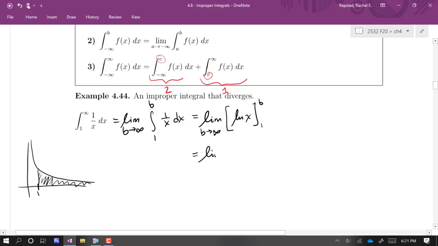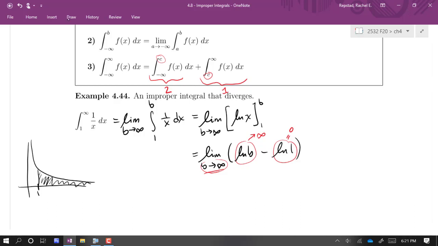So we're going to plug in our limits of integration. And this is ln b minus ln 1. Now ln 1 is a constant. Ln of 1 is equal to 0. But ln of b, as b approaches infinity, I'm going to let the argument inside the ln function get huge. You'll remember from the last section, we know that this grows without bound. It doesn't grow very quickly, but there's no upper limit, right? It just keeps getting bigger without bound. And so this improper integral is infinite.